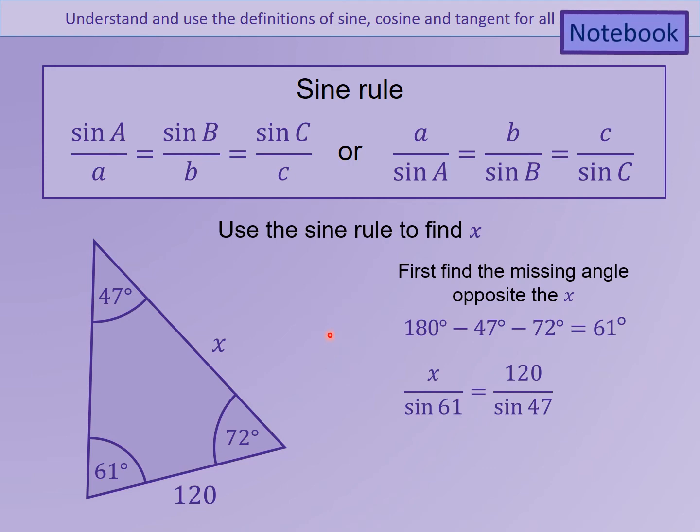So again, I've written down the sine rule. I've replaced my unknowns, and it's just a case now of rearranging that equation in order to find the value of x. And if I do that correctly, make sure that your calculator is in degree mode, I end up with a value of x of 144.